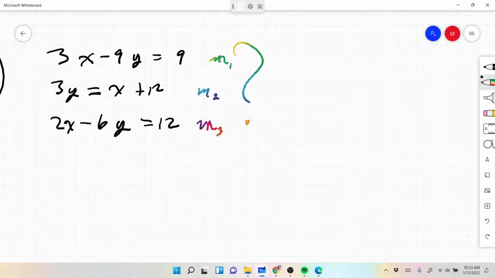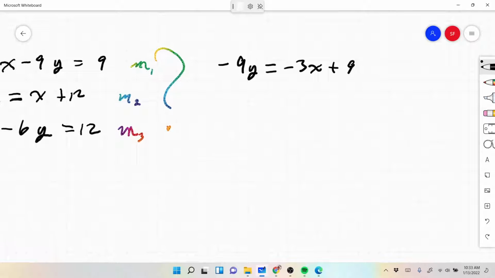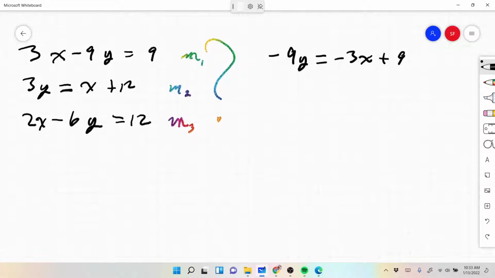So the first one, what are we going to do? We're going to subtract 3x. And when you subtract 3x, we would end up with negative 9y equals negative 3x plus 9, right? Okay, so now what would we do? Well, the negative 3, isn't that the slope? No, because y isn't by itself yet. But it will be. Divide it by negative 9.